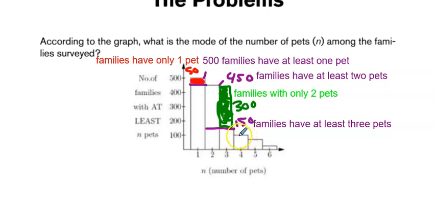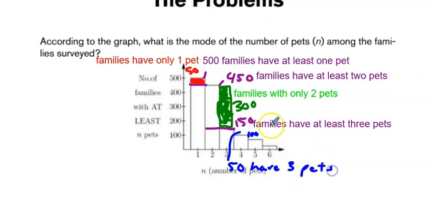And we can go on and see the rest of these. It looks like 4 pets are had by about 100 people. So that means there's about 50 who only have 4 pets. Oh, sorry, who only have 3 pets, exactly, excuse me. 50 families have only 3 pets.